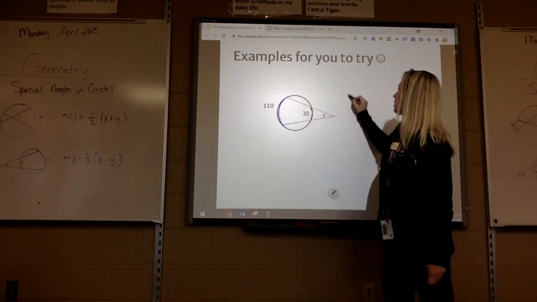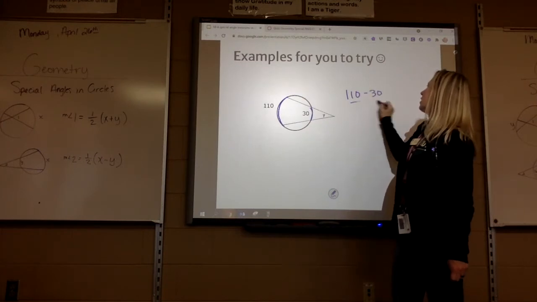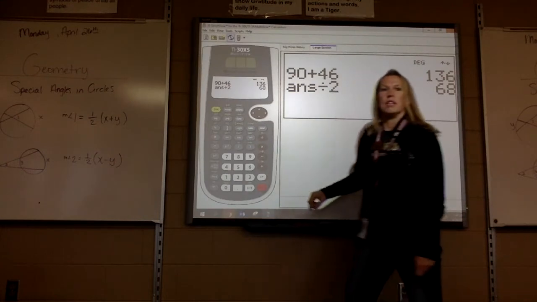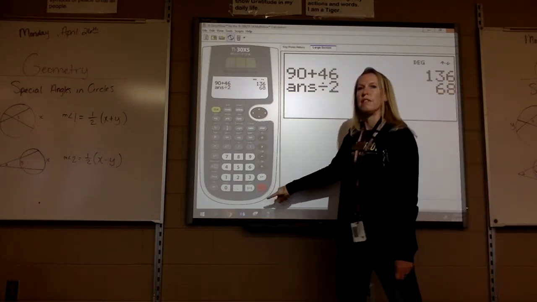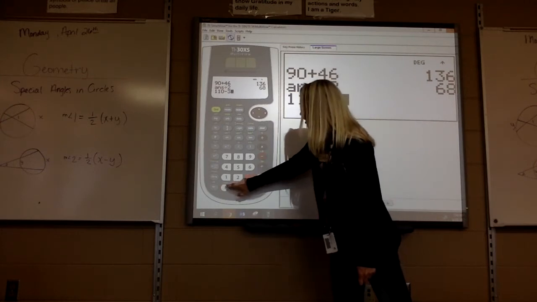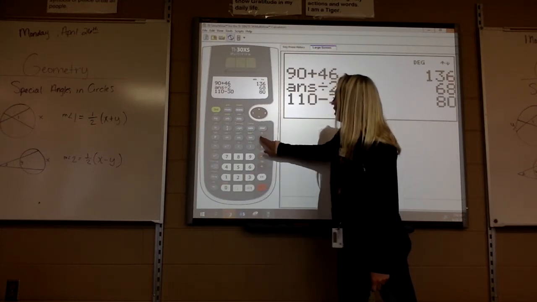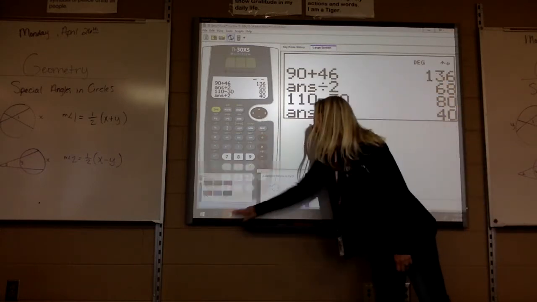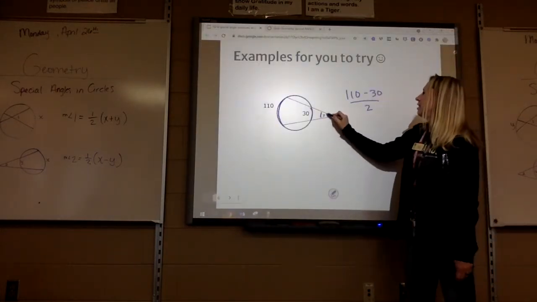110 minus 30, and then divide by 2. What is it? 45? 110 minus 30. Close. Divide by 2. 40. Yeah. 40.